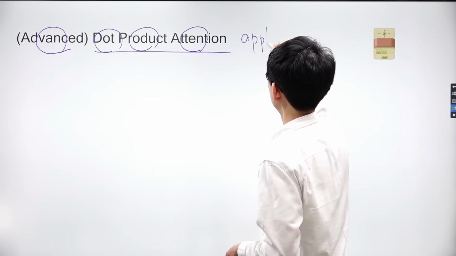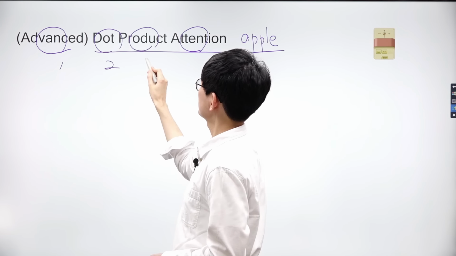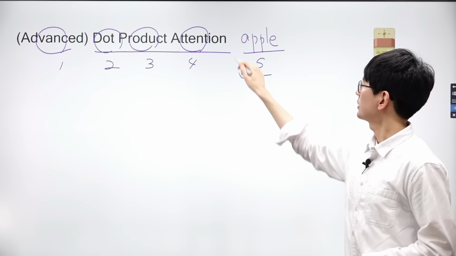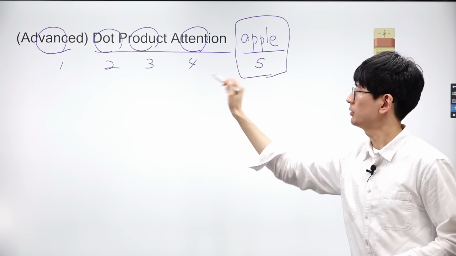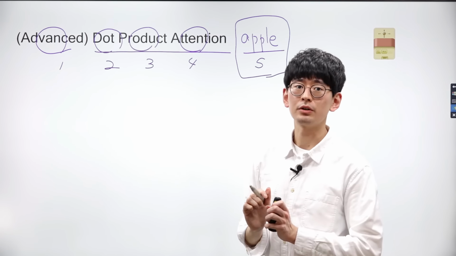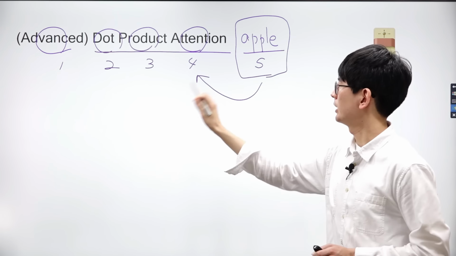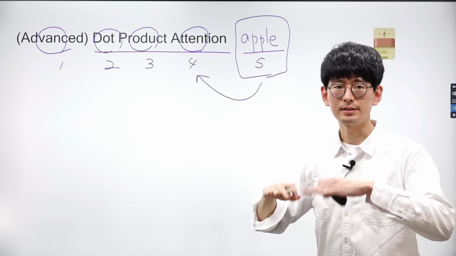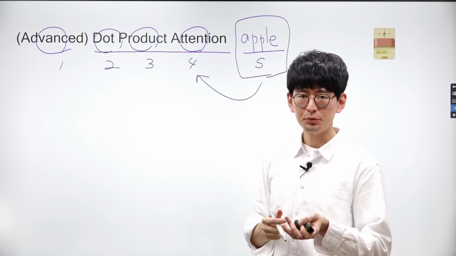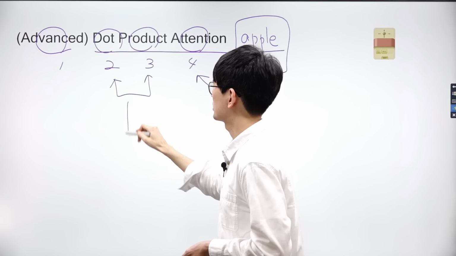Let's add a random word apple next to the title and enumerate each word. The word apple is not quite relevant to the other 4 words in the title. Thus, its similarity measure is lower than that of the others. However, the similarity measures between the other words are high. Specifically, the similarity measure between dots and product is higher than the similarity measures between the other words.